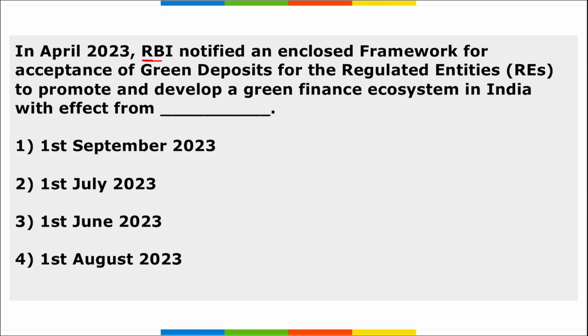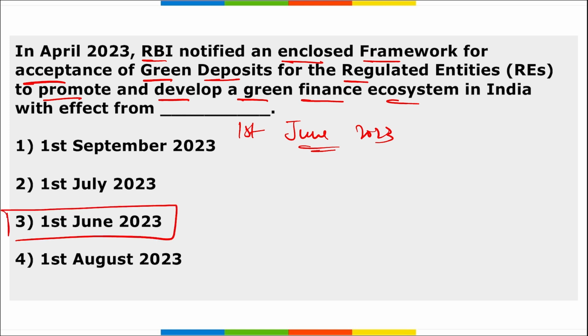Next, RBI notified an enclosed framework for acceptance of green deposits for the regulated entities to promote and develop a green finance ecosystem in India with effect from 1st of June 2023. So the correct option is option 3. Right, the framework will come into effect from 1st of June, and the framework was set up with the intent to encourage REs, that is your regulated entities, to offer green deposits to the customers, protect the interest of the depositors, and support customers to achieve their sustainability agenda.